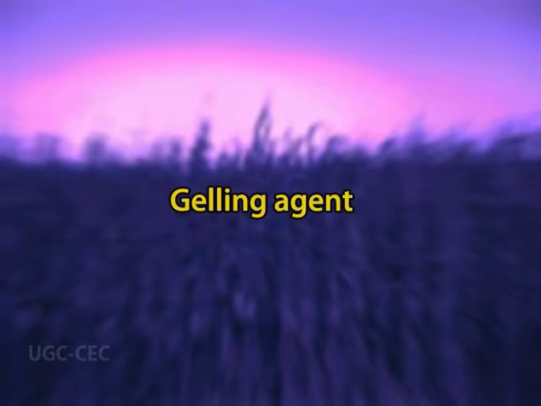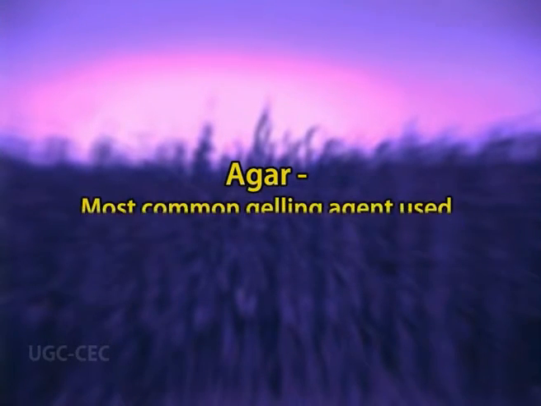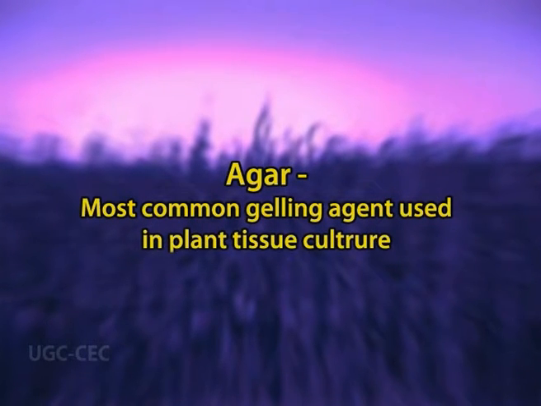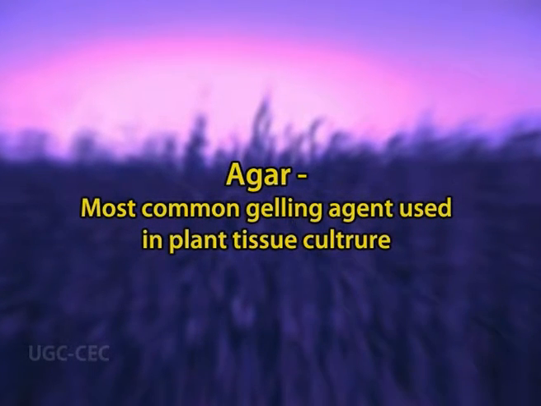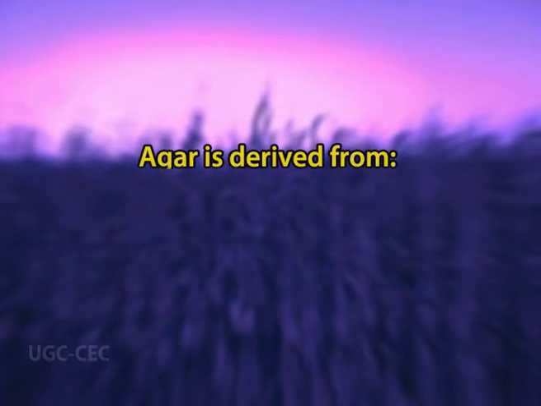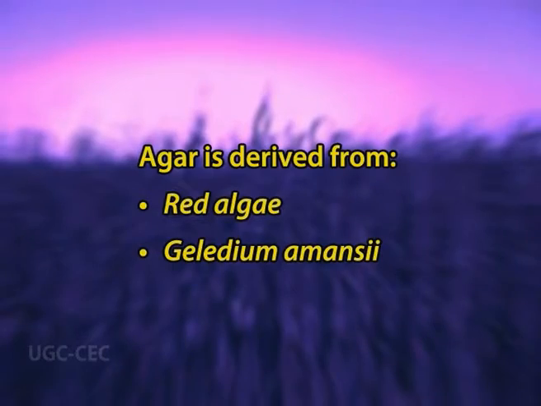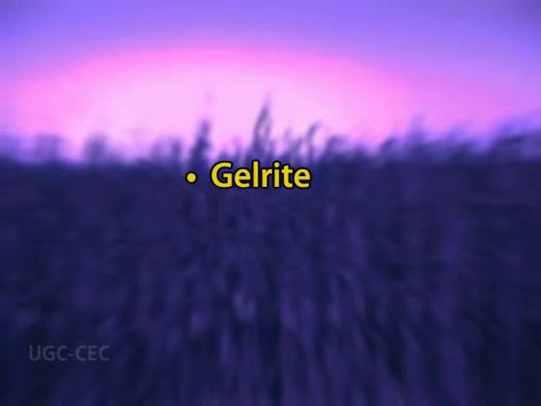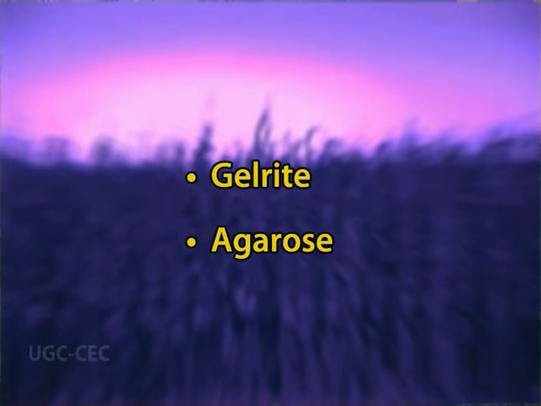Gelling agent. The most common gelling agent used in plant tissue culture medium is agar. Agar is derived from red algae, Gelidium amansii. The less commonly used gelling agents in plant tissue culture medium include gelrite and agarose.